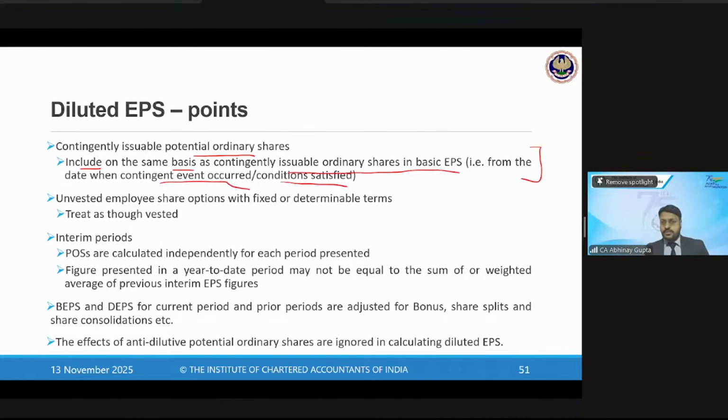Possible, not possible? Possible. Then in that case, from which date will this adjustment take place for the purpose of calculation of diluted earning per share? The date when the event occurs. Yes or no? What would be that date? That is the completion of the 3 years and the performance results are available. Correct?